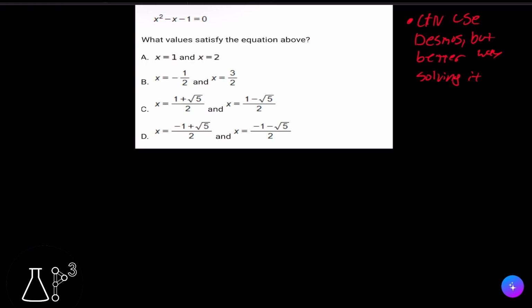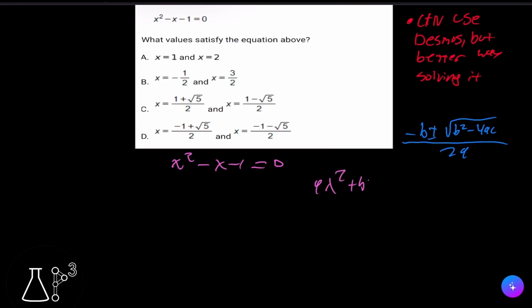There's a formula called the quadratic formula, which is negative b plus or minus the square root of b squared minus 4ac, divided by 2a. This is the formula that we're going to be using in order to figure out our solution. So I'm given the equation, I'll draw it in pink, x squared minus x minus 1, which equals 0. And if I look at it, that looks like a quadratic equation, which is ax squared plus bx plus c.